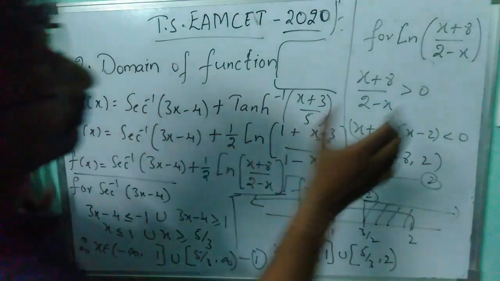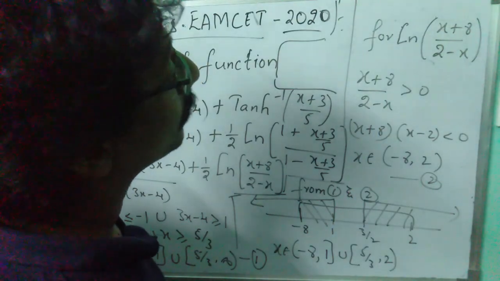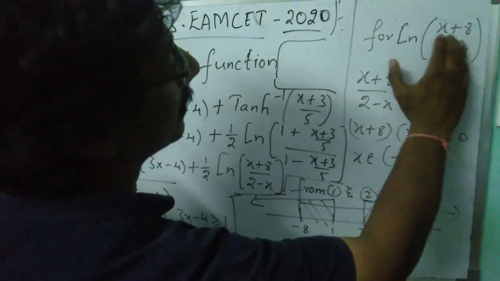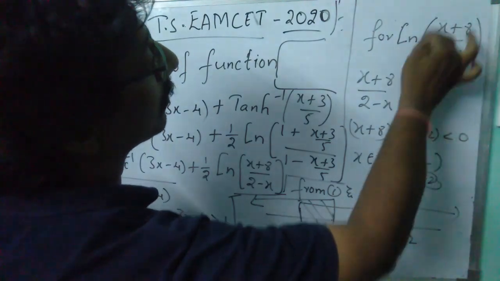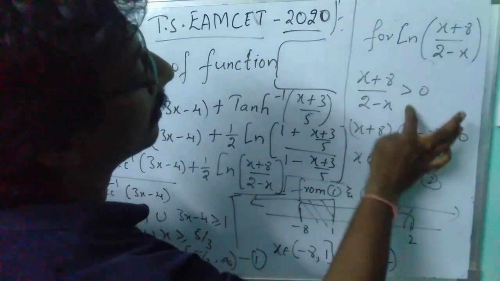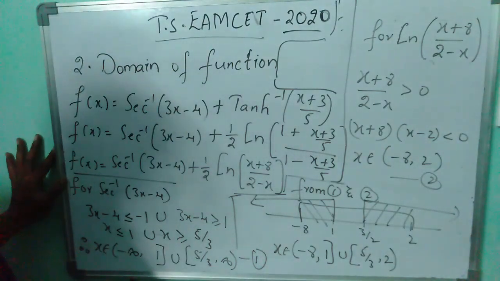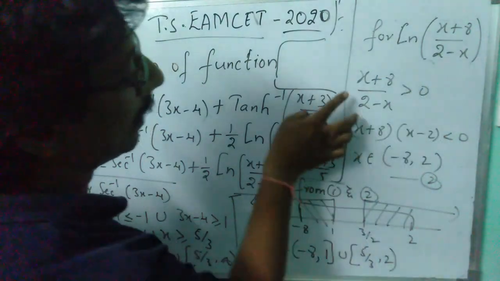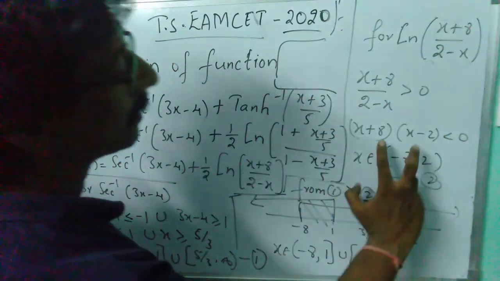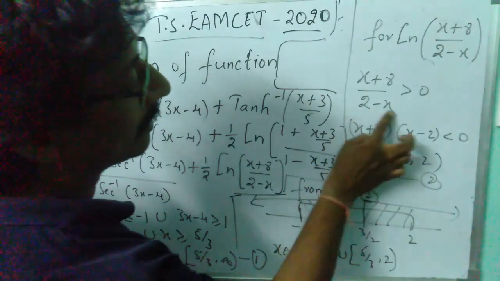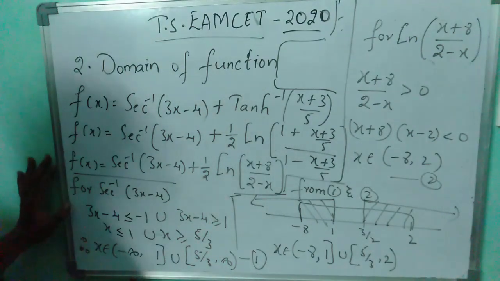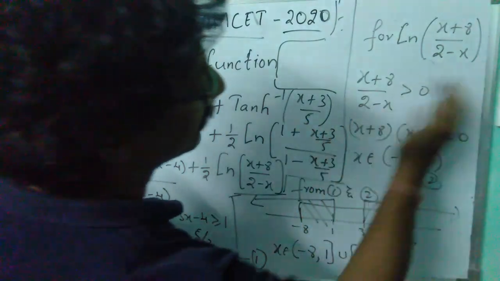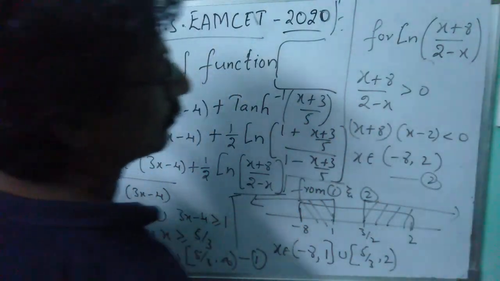Now for ln of x plus 8 by 2 minus x. So whenever you have log, whatever g of x is there will be greater than 0. So whenever you have f of x by g of x, we can write like this. But here there is a minus common, so the greater than becomes less than, because I kept the minus and sent it to the other side. That makes it less than 0.